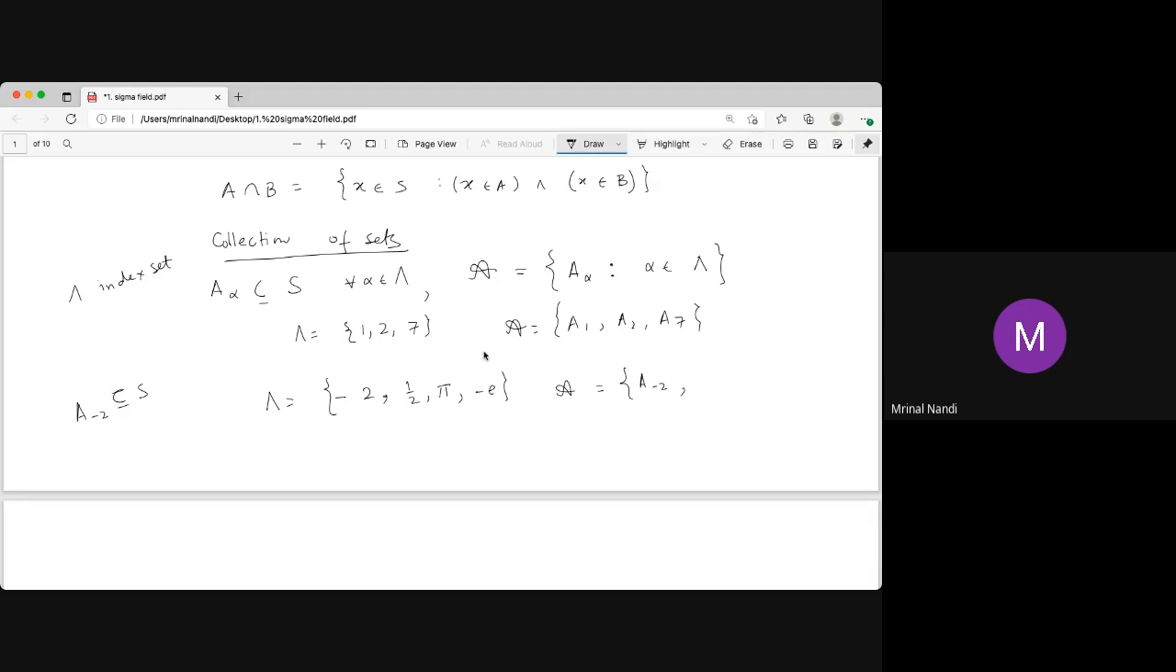So the name of the previous set is, say, A1. Another name of the previous set is, say, A2. Like a roll number: some roll number is 1, 2, 7; some roll number is -2. So the name, remember, this A alpha itself is a subset of S.